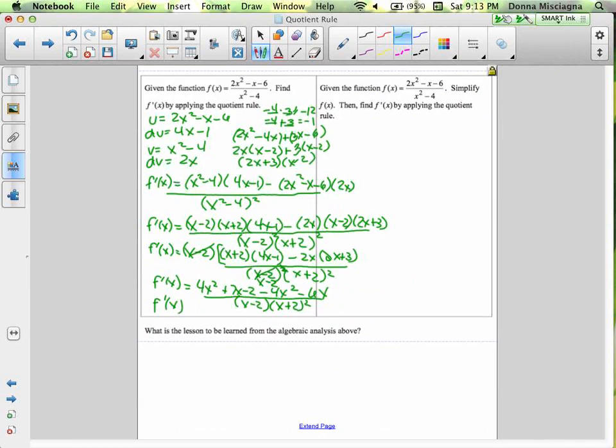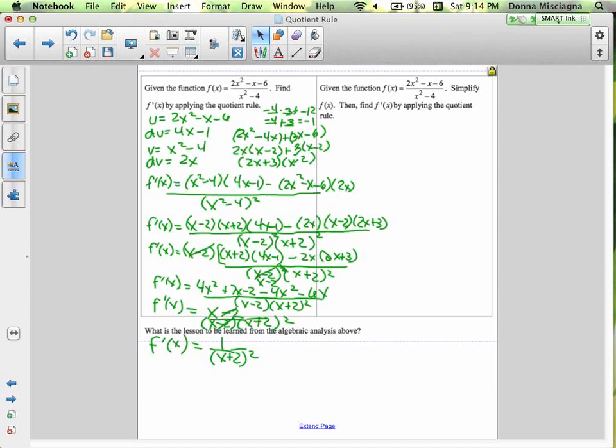All right, so f prime of x is equal to, we had an x minus 2 divided by x minus 2 times x plus 2 squared. So the x minus 2's will cancel, and so we'll come back and answer this last question, but we're taking up this amount of space. 1 divided by x plus 2 squared. Boy, that really simplified quite a bit.